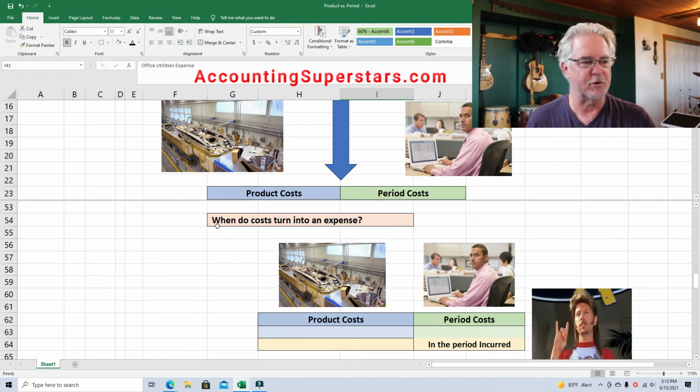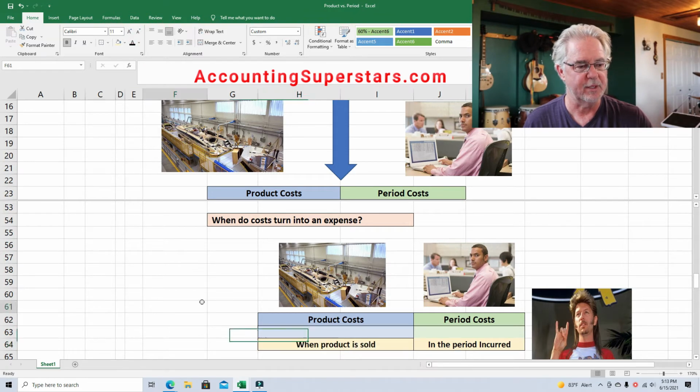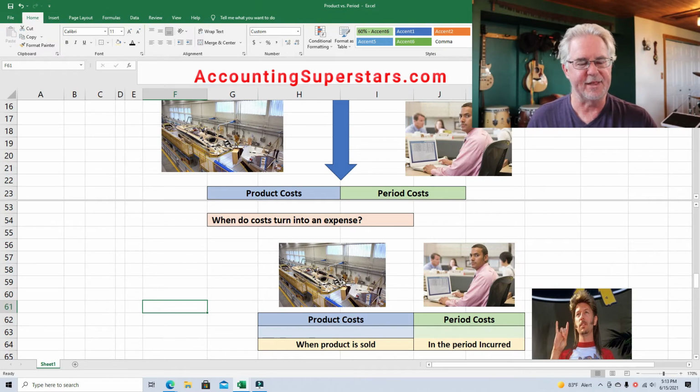Here's the question, folks. When do costs turn into an expense? All right, so we have all these costs. So let's take the factory here. It might surprise you a little bit. When do these costs turn into expenses? It's when the product is sold. So when these boats are finished and they're out the door and they're in the hands of some happy customer, well, that's when we claim all of these costs as an expense, when the product is sold. Later, we'll learn more about this.